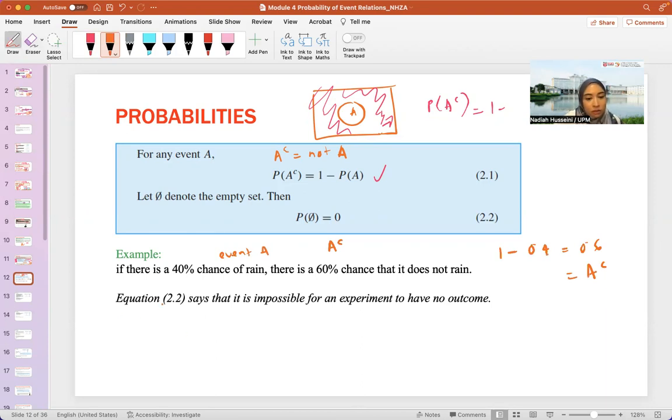So equation 2.2 says that it is impossible for an experiment to have no outcome. This is addition, first point, second point. Equation 2.2 says that it is impossible for an experiment to have no outcome. This one. Okay, so it is impossible. If you have a probability of 0, it means it is impossible.